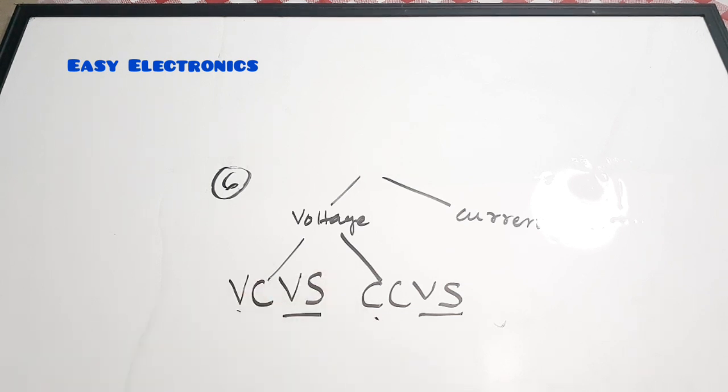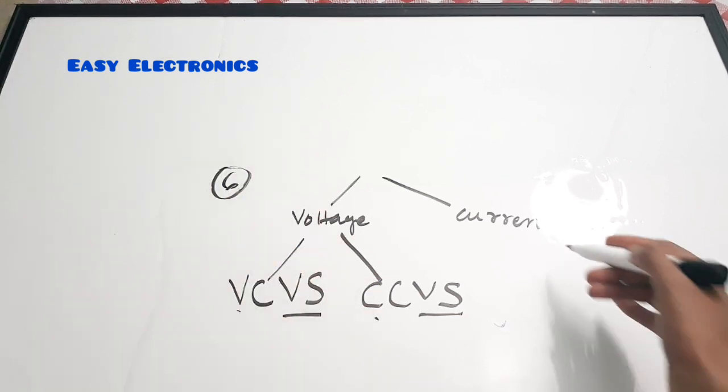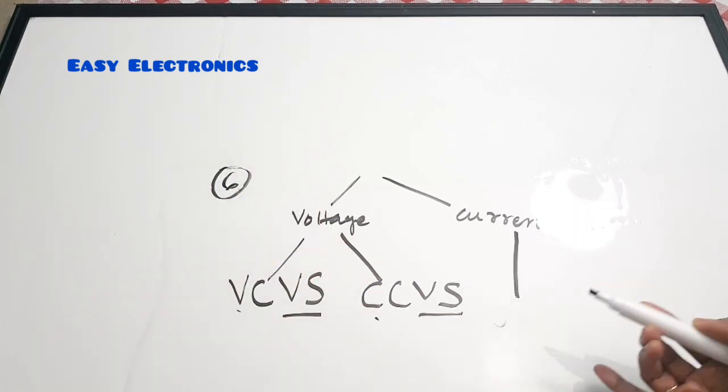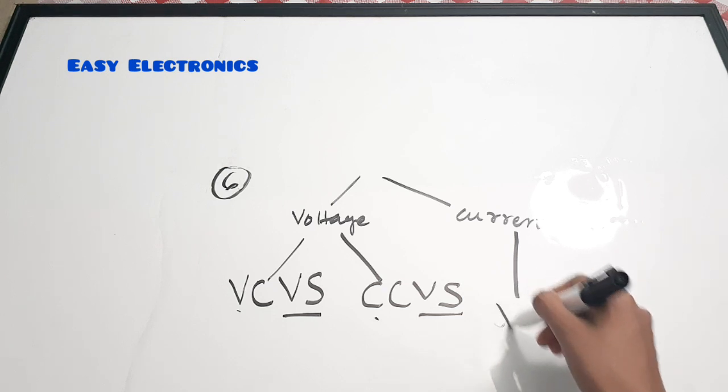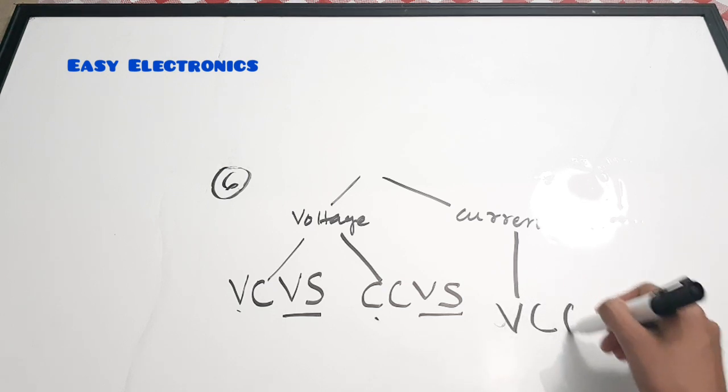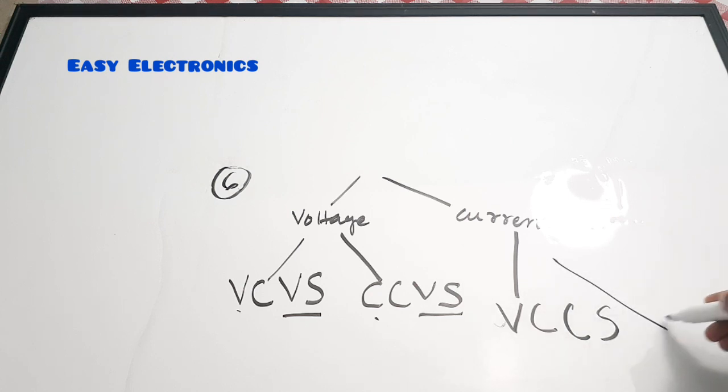Okay, so I'll tell it once again. VCVS means voltage controlled voltage source. So these are voltage sources. Okay, voltage controlled voltage source and current controlled voltage sources. So these are the two categories of controlled voltage sources. Now if it is for current source, again you can have the same classification: voltage controlled current source and current controlled current source.